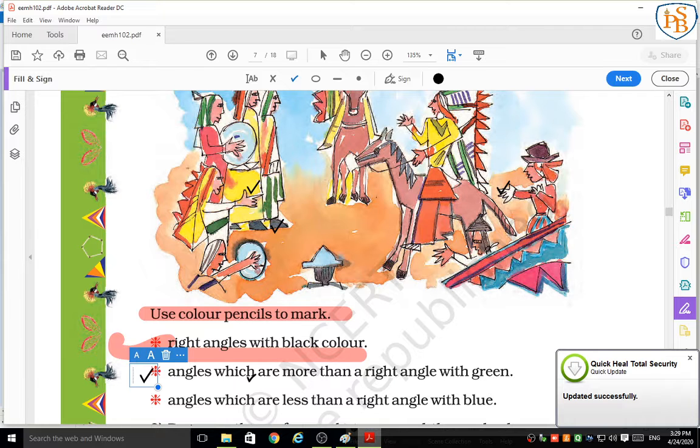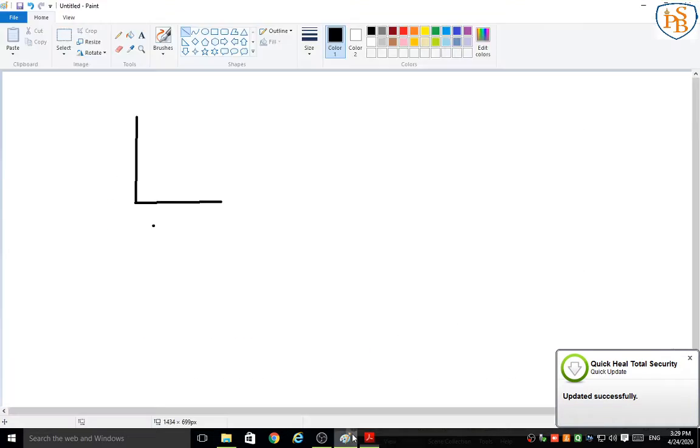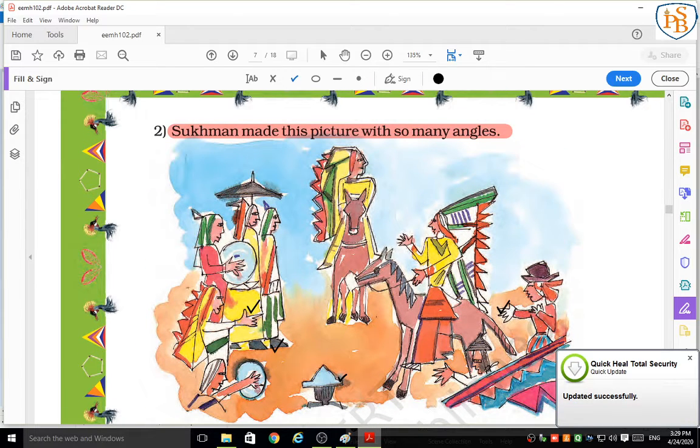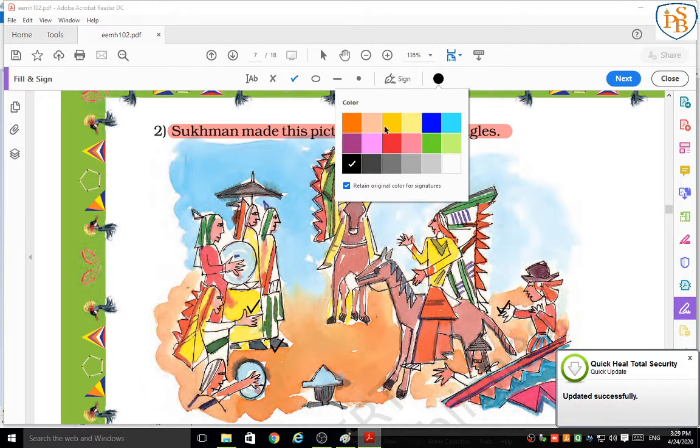Then we have to mark the angles which are more than a right angle. What does more than a right angle mean? Suppose this is a right angle of 90 degrees. More than means it will look like this. This angle is more than a right angle. Like this angle, we have to show it with green color. Can you show me an angle more than a right angle? Yes, correct. If we see here, we will select the green color first.